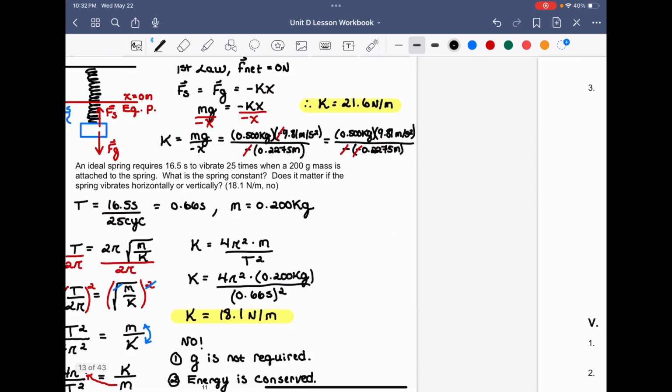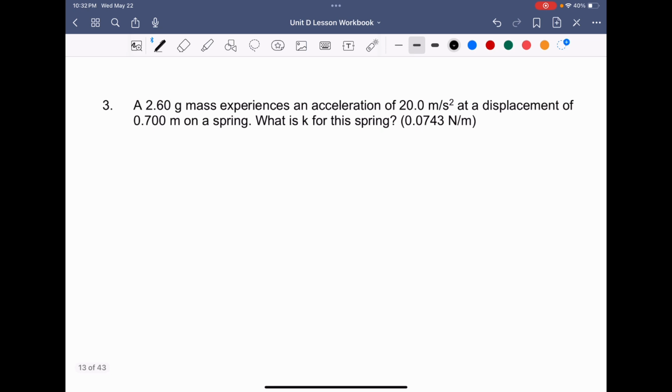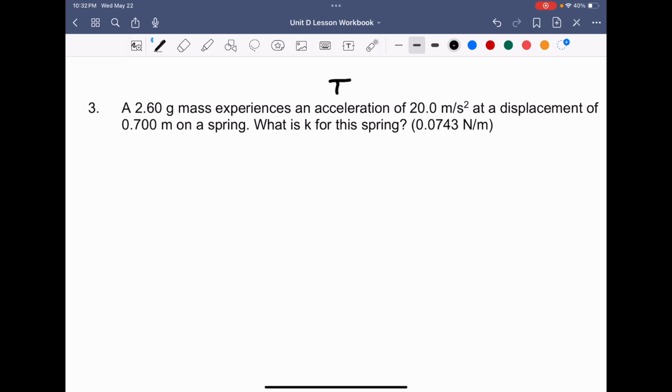Okay, now let's go on to our third and final example. So when we look at this question, they say that we have a 2.6 gram mass, so a very small mass, that experiences some sort of momentary, or I really want you to annotate this, an instantaneous acceleration.